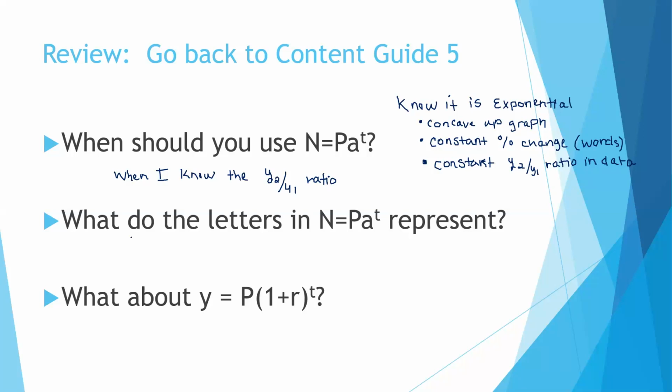So the second question here is, what do the letters in NPAT represent? So N is the number of items. It is also the y variable. So even though we don't use the letter y, in our calculators that do use x and y, it is the y variable. Moving across the formula, then P is the starting amount.